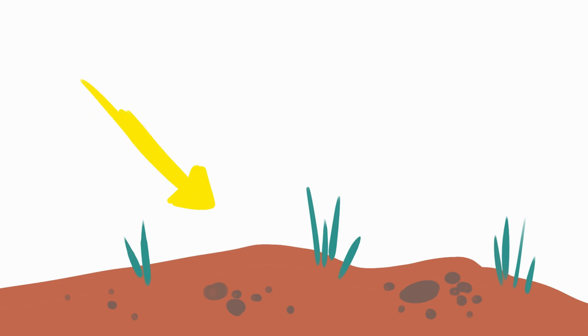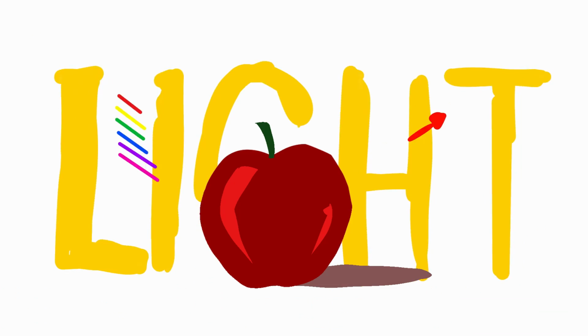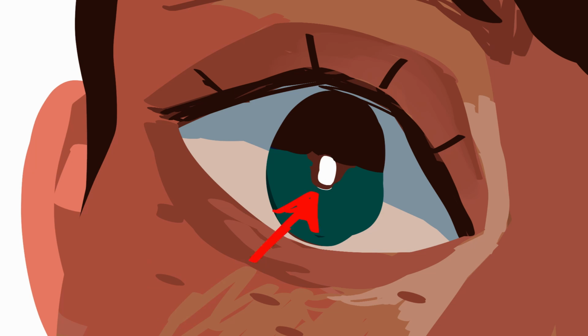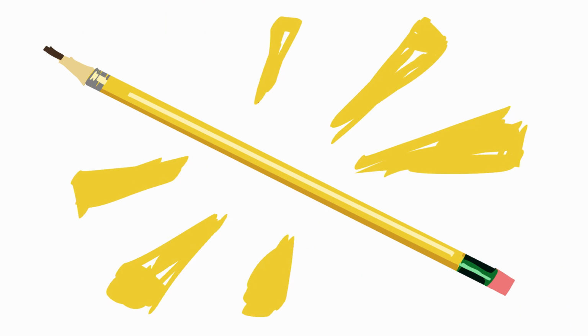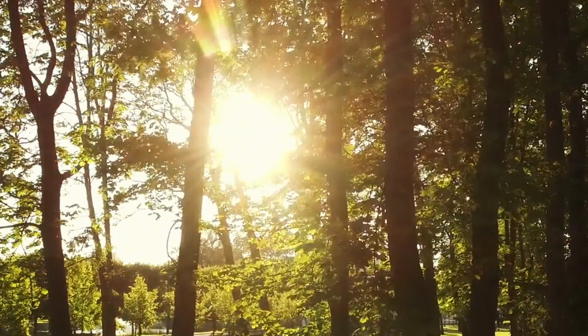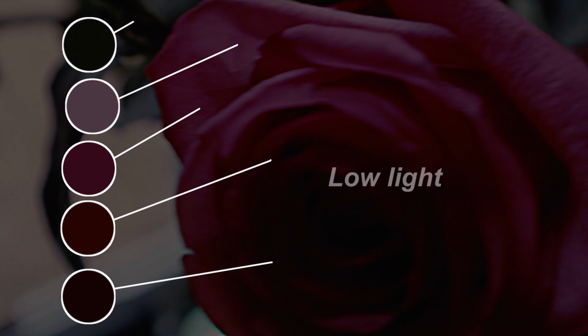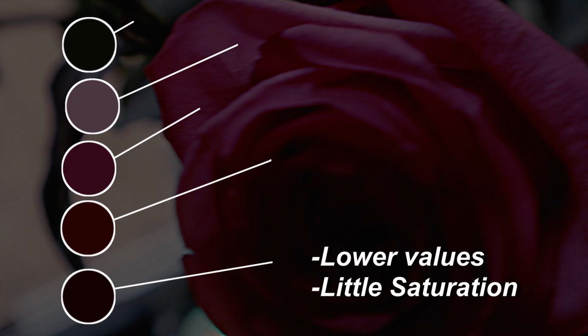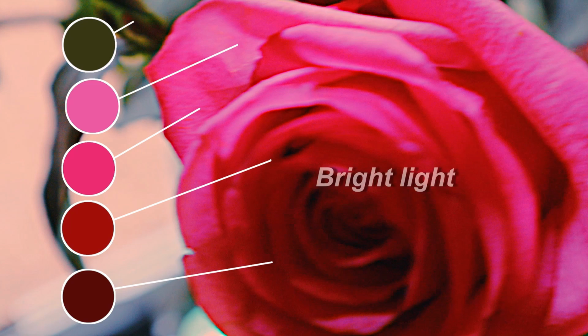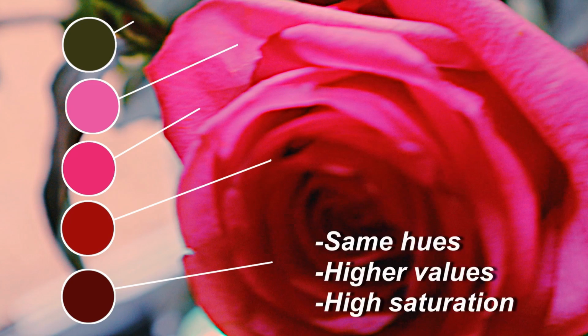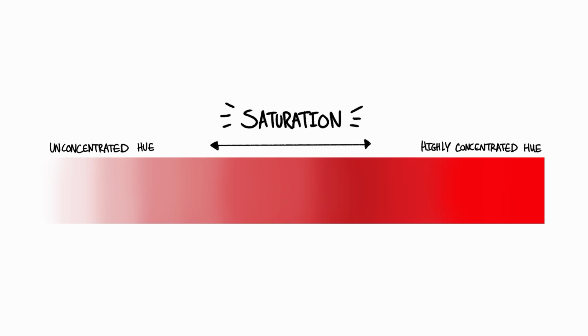When light rays hit a surface, some wavelengths of light are absorbed and the remaining wavelengths are reflected back into our eyeballs, causing us to perceive the object as the color it reflects. Color is really just light, so the colors in your scene will be affected by the intensity and temperature of your light source. If there's low light, your colors will have darker values and less saturation.